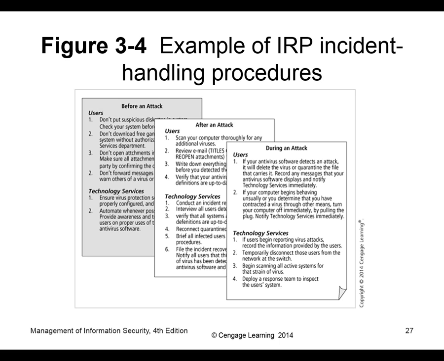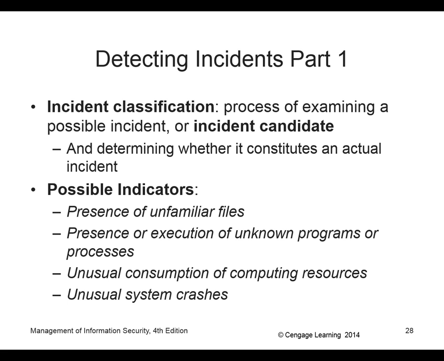It's pretty basic. Classify your incident. Again, yours has already been classified, but what are some of the ones available? Some of the indicators: how do we know we're infected with a virus? Well, there could be unfamiliar files. Our antivirus could have told us. Our system could be slow. You could put different things that are affecting how it's running. Presence or execution of unknown programs or processes, unusual consumption of resources, unusual system crashes. Any of these things.